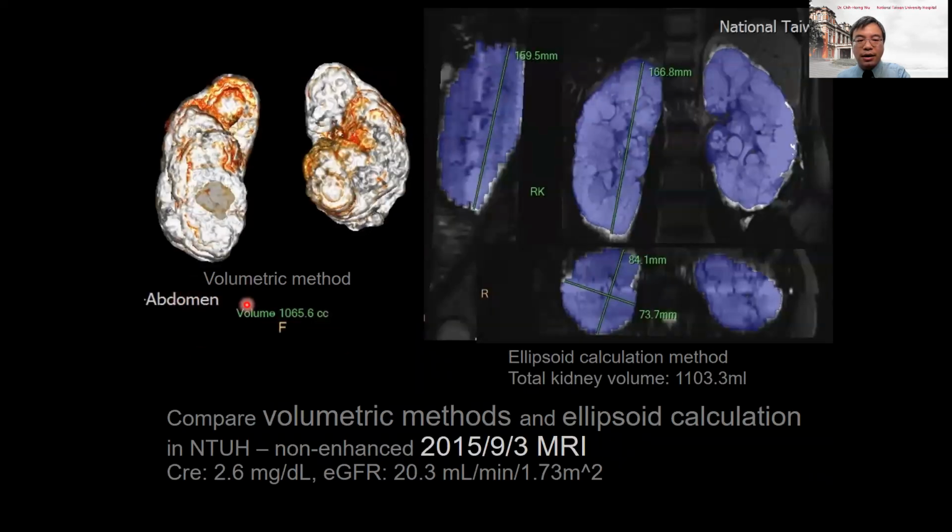And how about MRI? As you can see, if we calculate the total kidney volume with a volumetric approach, it's 1065 milliliter. And if we use the formula approach, the estimated total kidney volume is 1100. So it's quite similar, with high concordance if we use the formula approach.